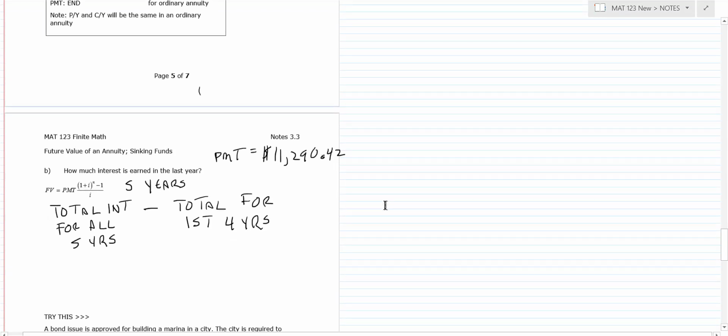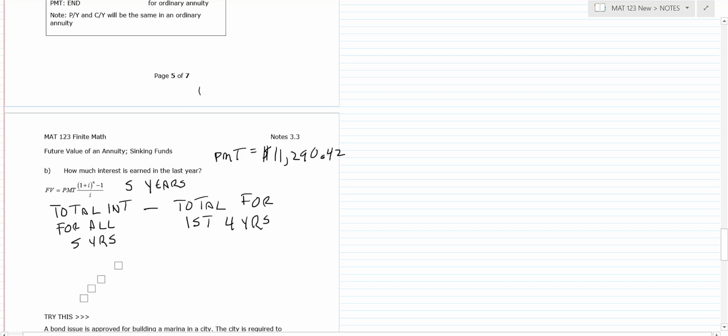So what we would do on this then, first thing we want to do is figure out all the interest. The way that you do the total interest for 5 years is you're doing 60 payments, like this, for all 5 years, 60 payments, $11,290.42. That's going to give you how much money you put into the annuity, and then you have to subtract that from 800,000.